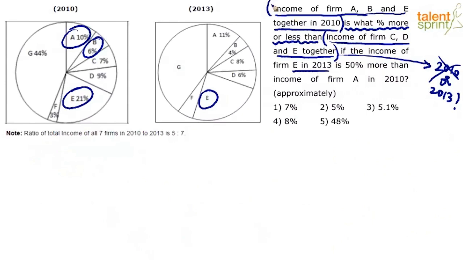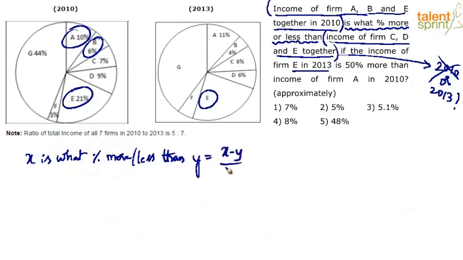Now, how do you find out X is what percentage more or less than Y? What's the calculation? X is what percent more or less than Y? How do you solve this? X minus Y by Y into 100. This is how you do this, right?